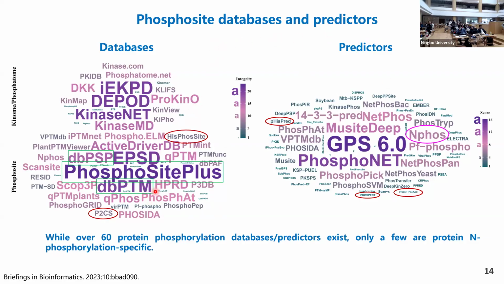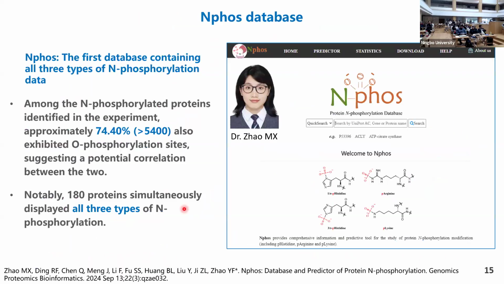At that time, maybe 5 years ago, she found that while over 60 protein phosphorylation databases and predictors exist, only a few are specific to protein nitrogen phosphorylation. So she developed the first database containing all three types of nitrogen phosphorylation data from all over the world. It's a website you can click on. You just put in your protein ID, click search, and it can tell you the PTMs and other information.